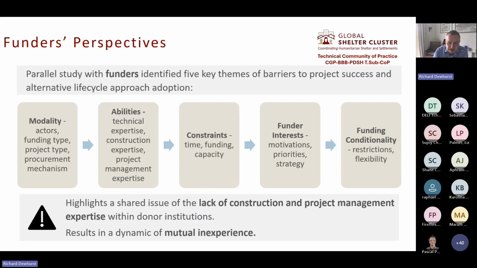And the striking observation from this phase was that, just as with implementers, there's a lack of high-level construction and project management expertise. It's the same. This is true for the donors and implementers. So this creates a dynamic of mutual inexperience when it comes to construction. So critical decisions at the proposal stage are made between 2 parties, both of whom have limited technical expertise.